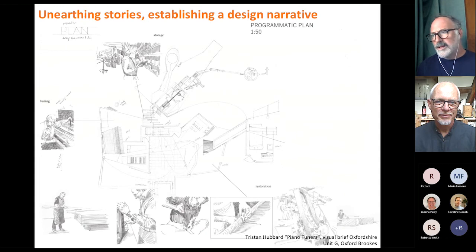In parallel with this is the unearthing of the stories that should underpin the project and establishing a design narrative. So this goes hand in hand. This isn't simply setting up a mechanistic dissection of an object. This is embedding the stories and the characters and how they relate to a context and a bigger picture, which should all go back to that concept that we discussed before.